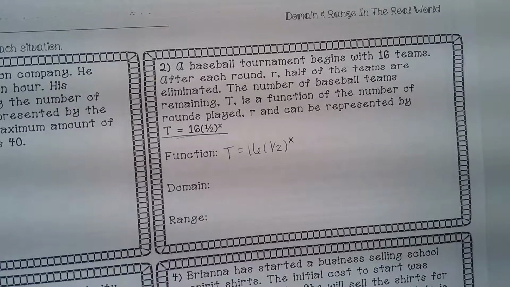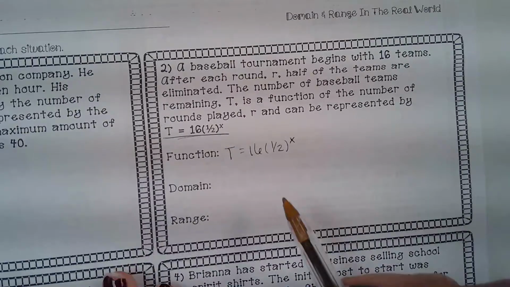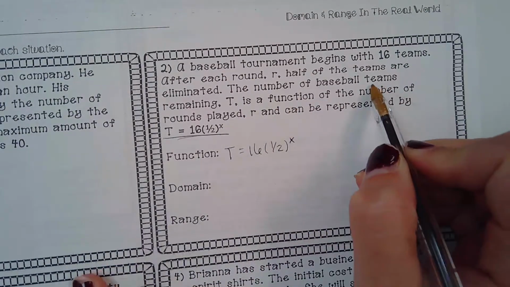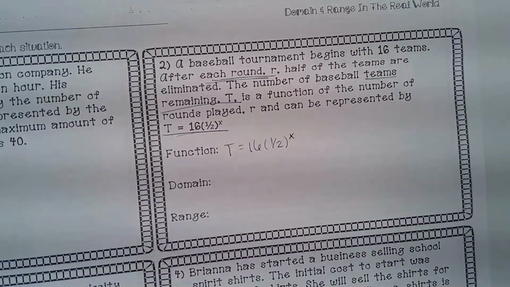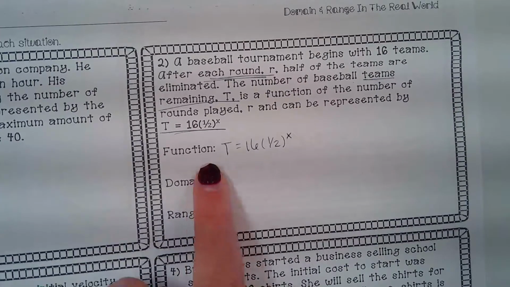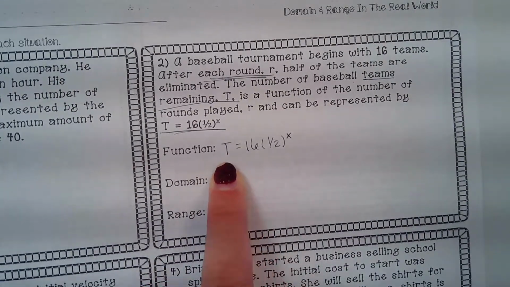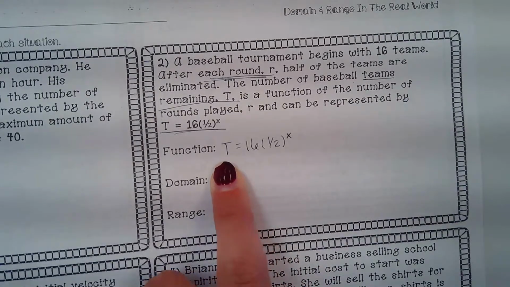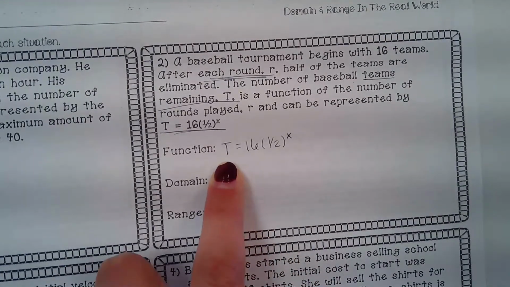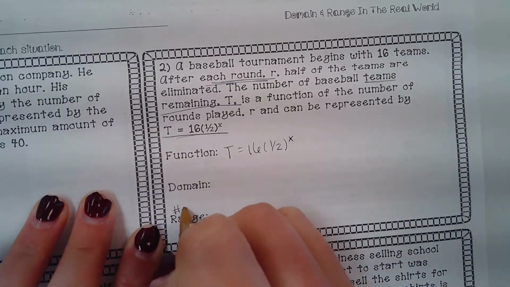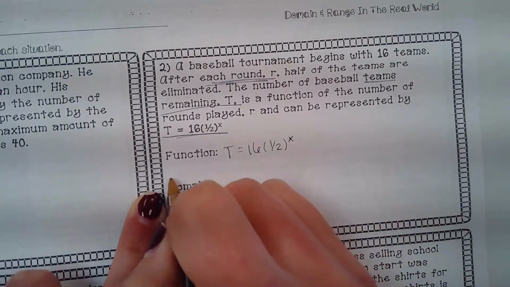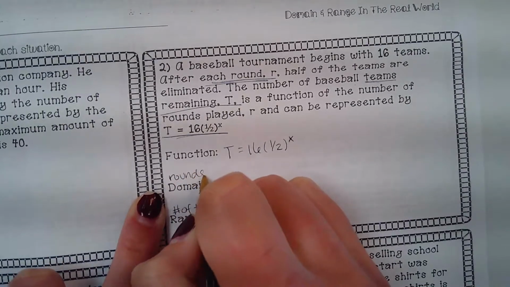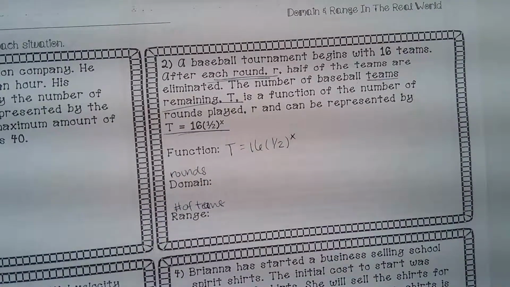What's our domain in this problem? Is it the number of teams remaining, or is it the round? What do you think T probably stands for? Your teams, right? So your range is going to be your number of teams. And then your domain is going to be your rounds. They switched the variable out in the function when they wrote it, but that X is like your R.